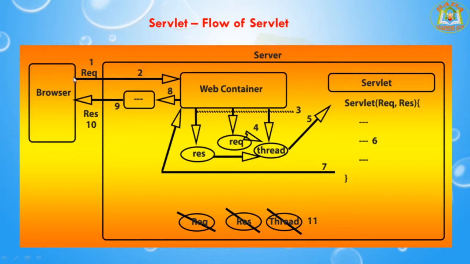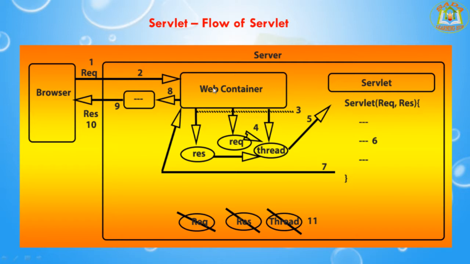Whenever we are raising a request to the web application, it is sent to the server. A server contains many web applications running in it. After reaching the server, the server checks the request to decide where to route it. After checking, the request is routed to the particular web container.